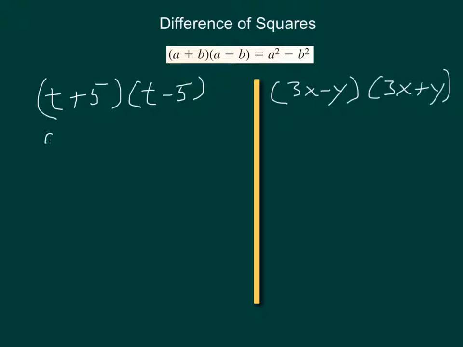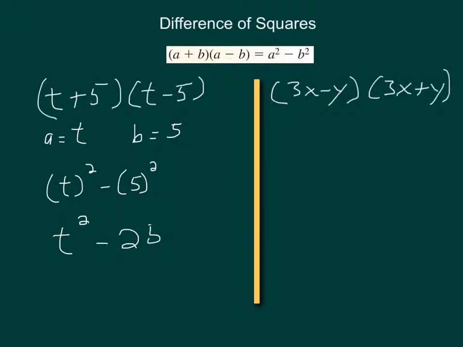Just like before, I can identify my a, which in this case is t, and my b, which is going to be 5. And now it's just a matter of plugging into my formula, which is a squared minus b squared. So I'm going to get t squared minus 5 squared, keeping my parentheses. And now I'll just do that out. Well, t to the second power is just t squared. 5 to the second power is 25.